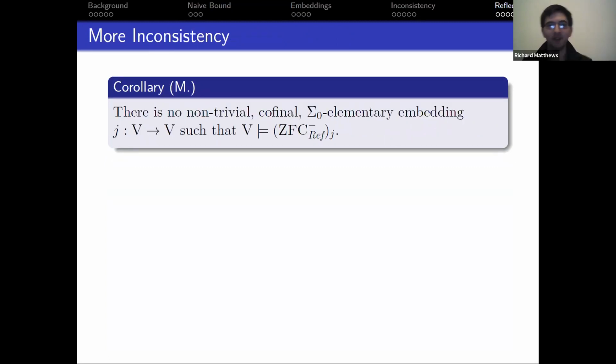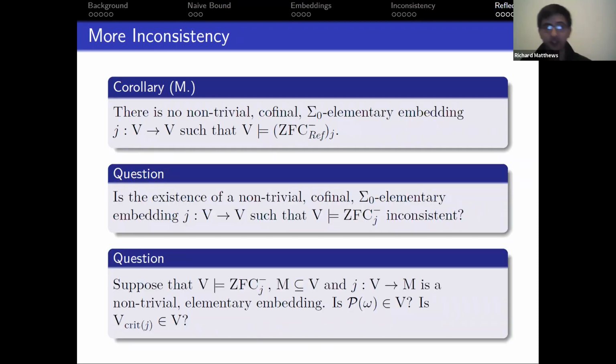So our corollary of all of this is that in fact there is no non-trivial cofinal sigma zero elementary embedding J from V into B, for which V is a model of ZFC without power set but with reflection. And just to leave you with two questions. The first one is, did I actually need to use reflection? So is the existence of a non-trivial cofinal sigma zero elementary embedding J from V to B, such that V models ZFC without power set, by any chance inconsistent?